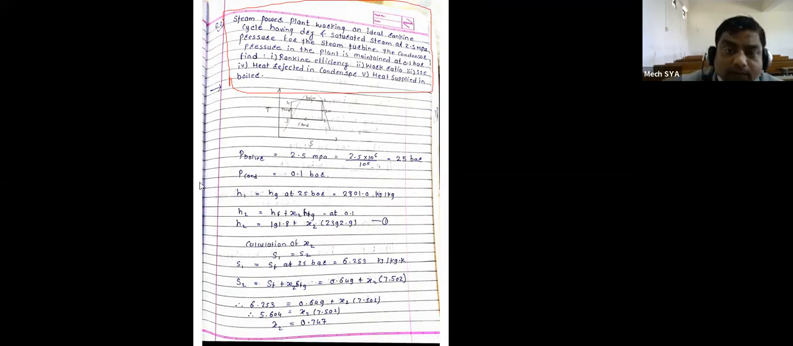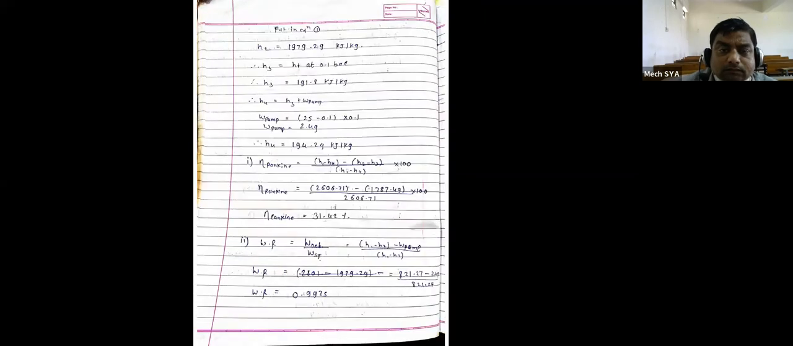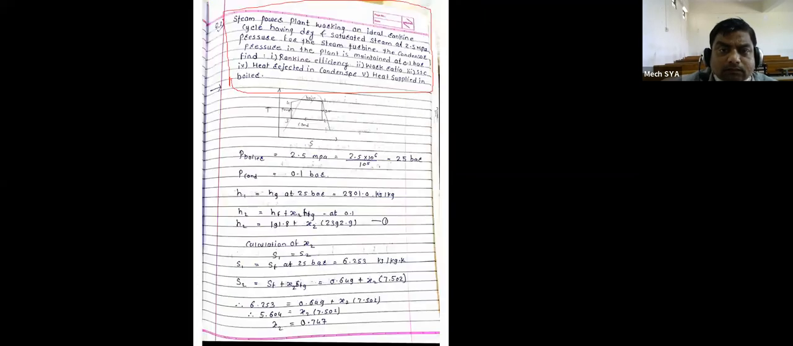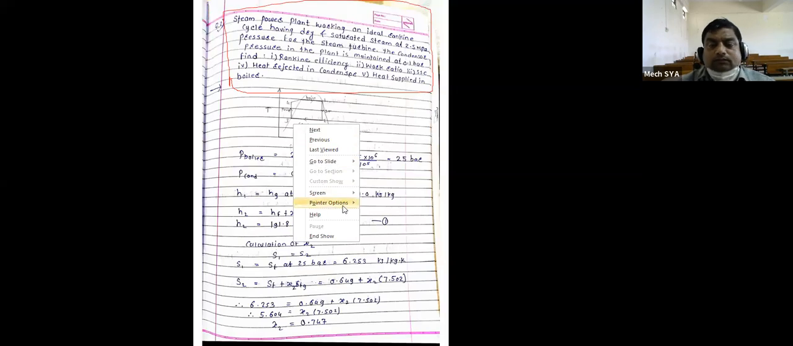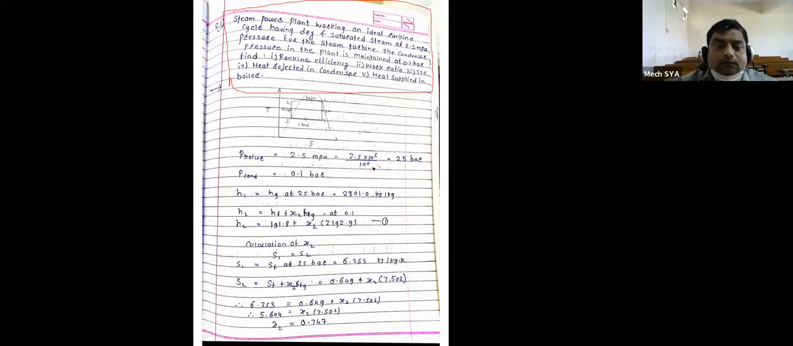Till time is there, so we'll go for some solution. So this is our diagram. It's a TS diagram we are going to draw.